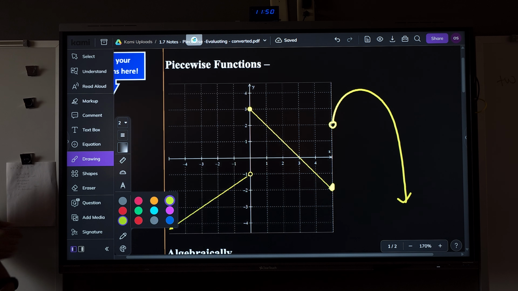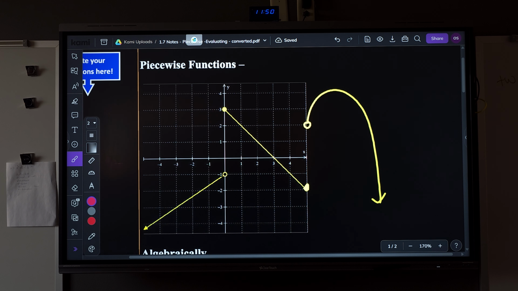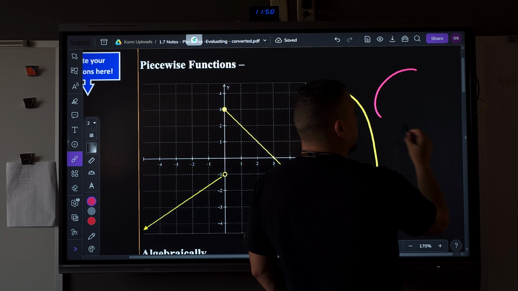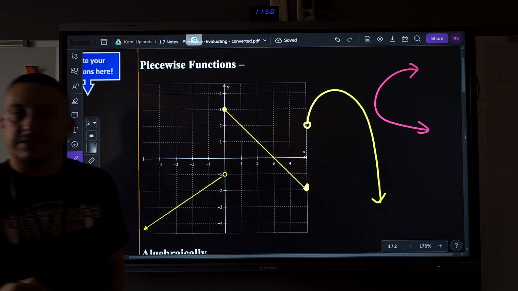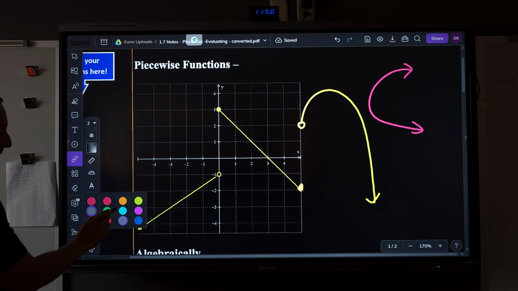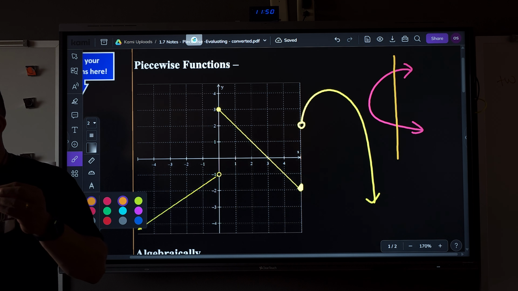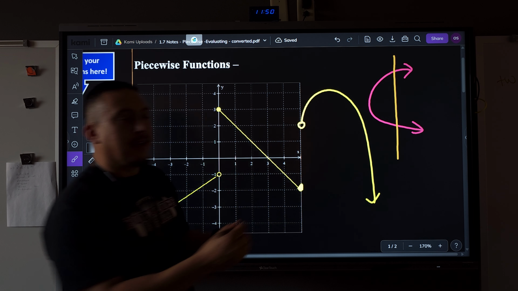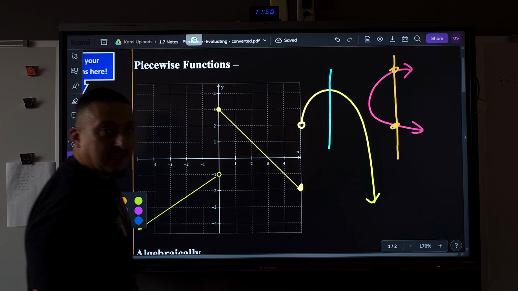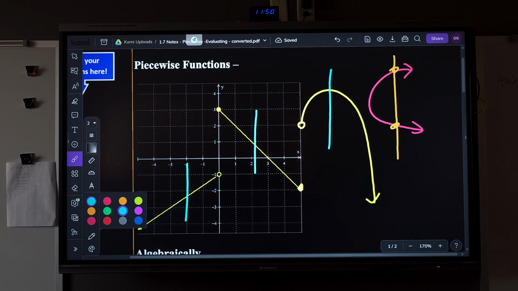Does anybody remember from Algebra 2 what is a function and what's not a function? Some of my students have, some of them haven't. For example, is this a function or not a function? It's not a function, right? You guys remember they call it the vertical line test. If it touched more than once, it's not a function. So this is not a function. These would be functions because it touches once, it touches once, it touches once. You get where I'm going with that?